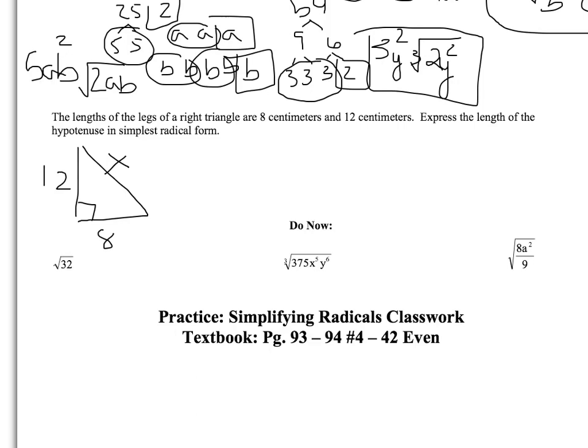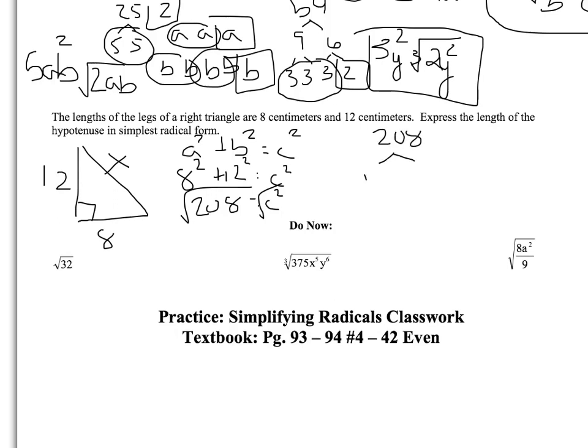Hopefully you know to use Pythagorean theorem. Pythagorean theorem is a squared plus b squared equals c squared. A and b are your 2 sides, so 8 squared plus 12 squared equals c squared. That's 64 and 144, which is 208, equals c squared. You gotta take the square root to solve for c. Square root of 208.